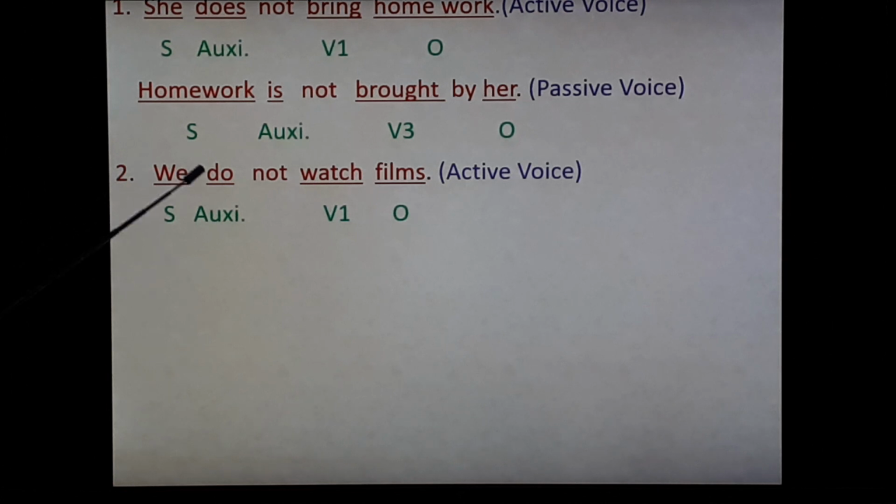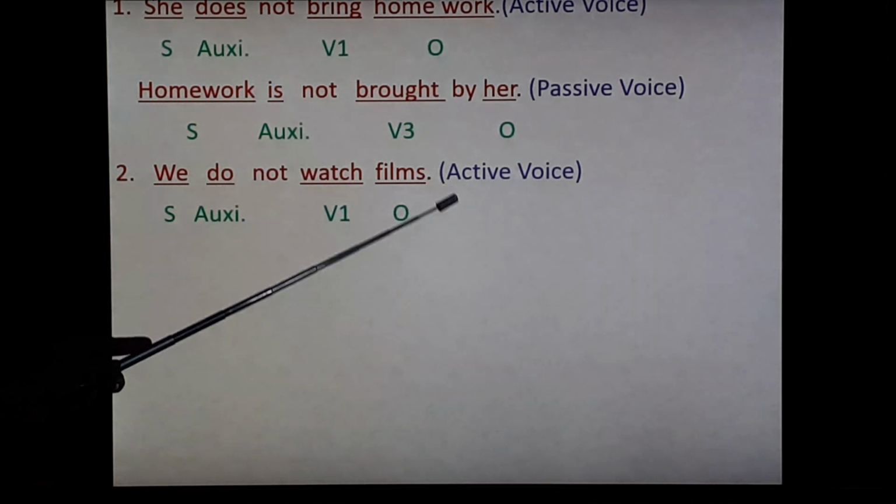Next, we do not watch films. Find out SVO: subject, verb, object. So we is the subject, do is the auxiliary verb, not is given because we are framing a negative sentence. Watch is the main verb, or you can say V1 form of the main verb. And then films is an object. After finding SVO, find out tense. Do is given, so it is very easy to say this is a sentence from simple present tense. After that, active or passive: by is not given, V3 form is not given. That is why this is a sentence of active voice.